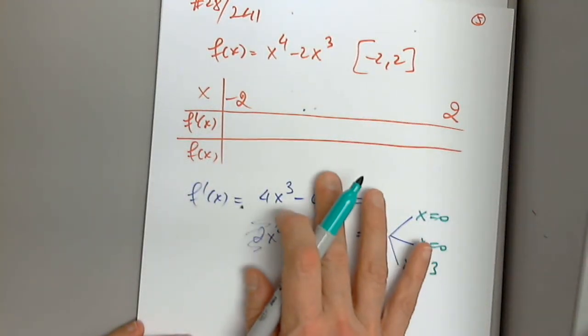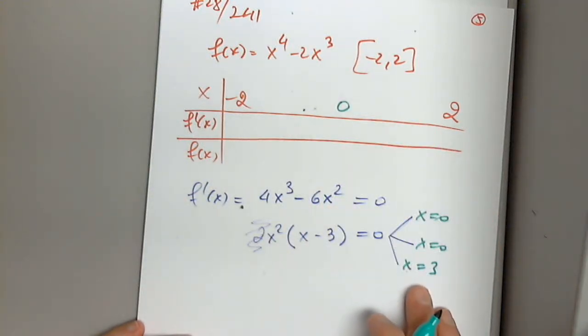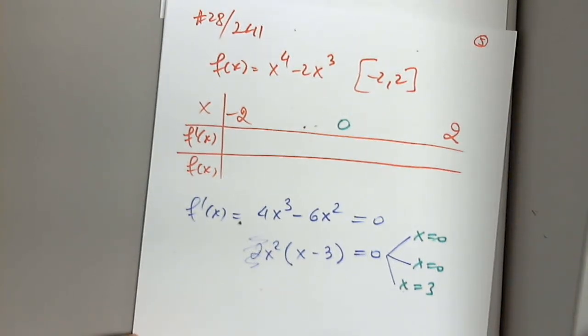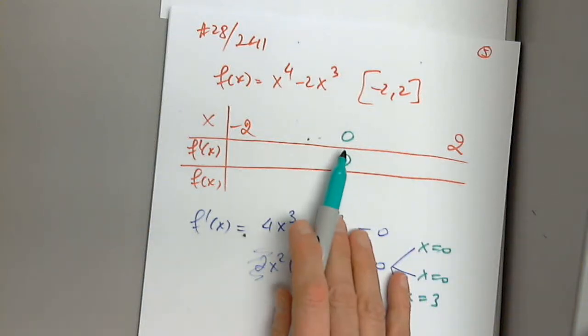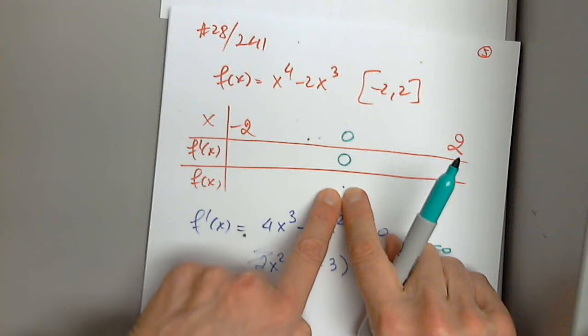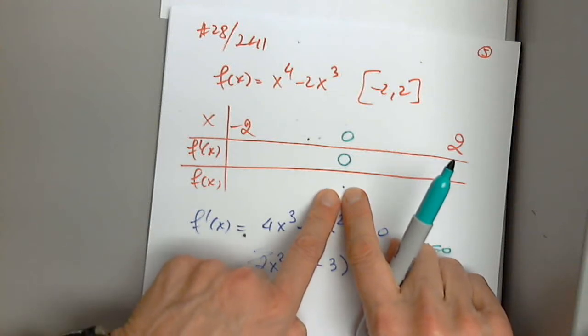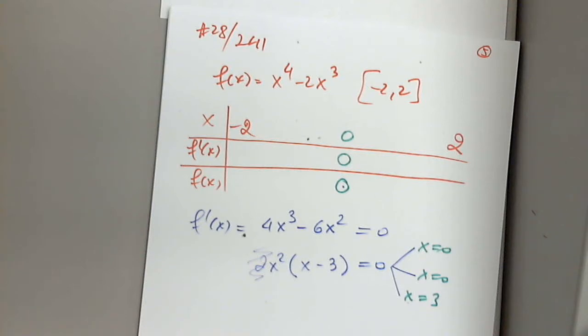Is 0 in the domain? Yes, it is. Is 3 in the domain? No, so we don't care about it. I'm going to write 0. I'm going to plug 0 into the function because I need to find the point. We will always be asked for the point. When I plug in 0, I also obtain 0 for the function as well. And now I have to study the sign.